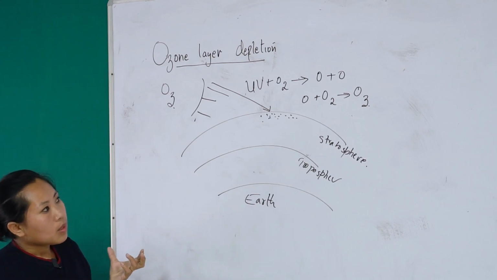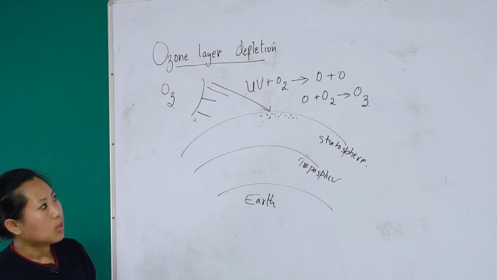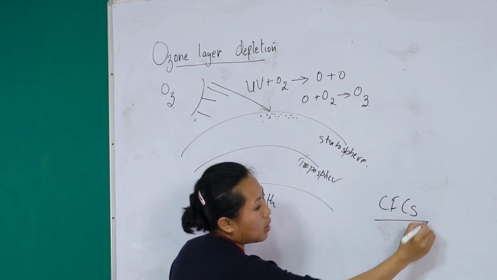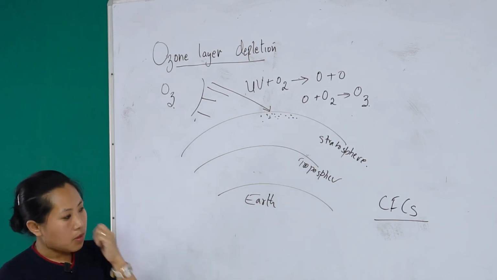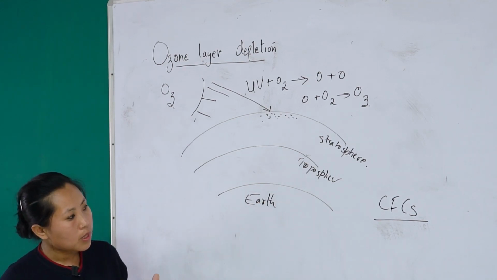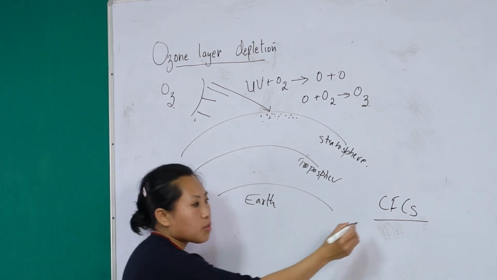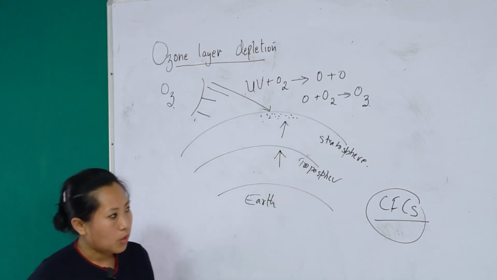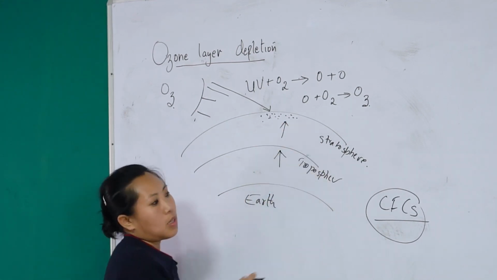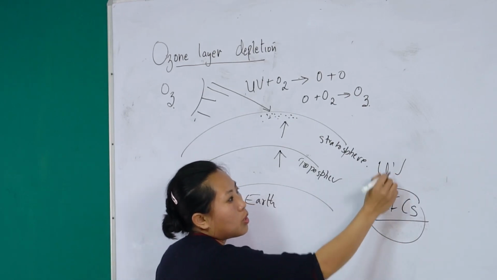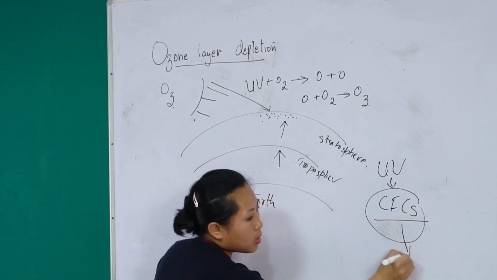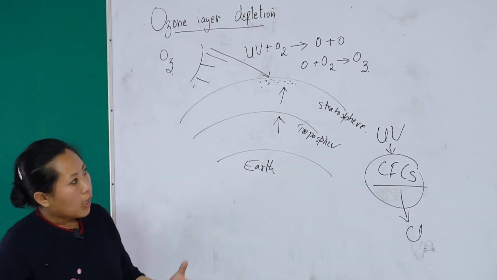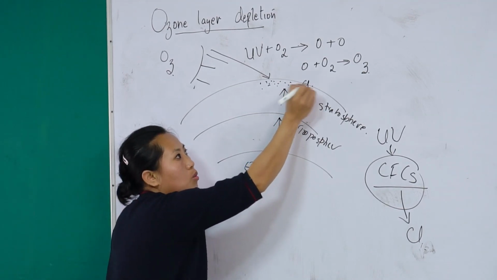Now, the problem with this ozone layer started when human beings discovered the CFCs, and we started using them. CFCs are chlorofluorocarbons, groups of halogens. These CFCs are released into the atmosphere and make their way into the stratosphere. Whenever CFCs come in contact with energy-rich ultraviolet rays, they release free chlorine atoms into the atmosphere.